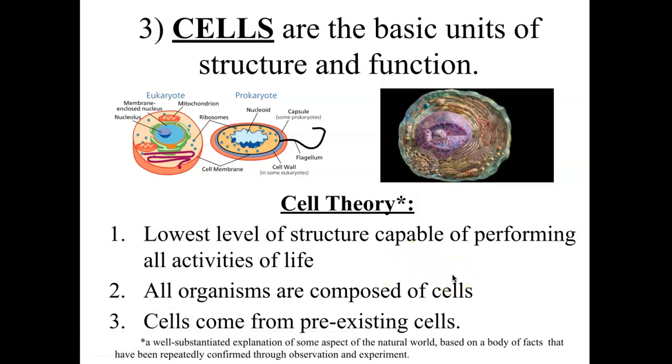A well-substantiated explanation of some aspect of the natural world based on a body of facts that have been repeatedly confirmed through observation and experiment. So if you were to look up the word theory in the dictionary, you may get two definitions. One's going to say something like a mere conjecture or guess, but then the other one's going to say in science. So the cell theory is a scientific theory, and what that means is there's overwhelming amounts of evidence, multiple lines of evidence. There's so much evidence that it's unlikely that the theory will be disproven.